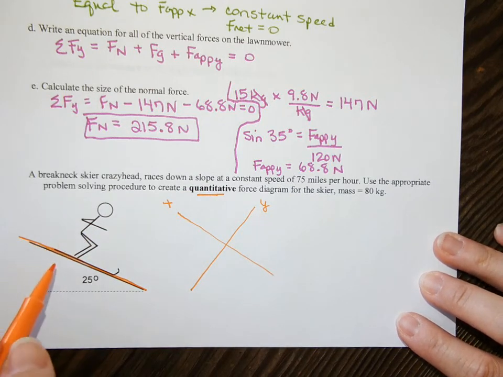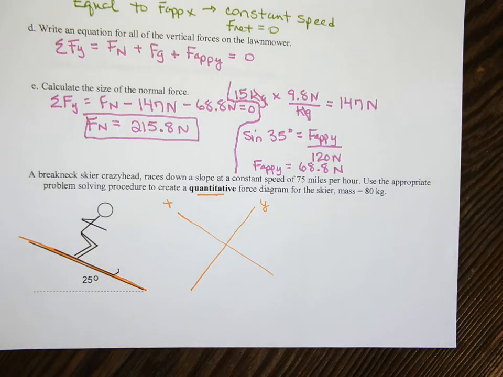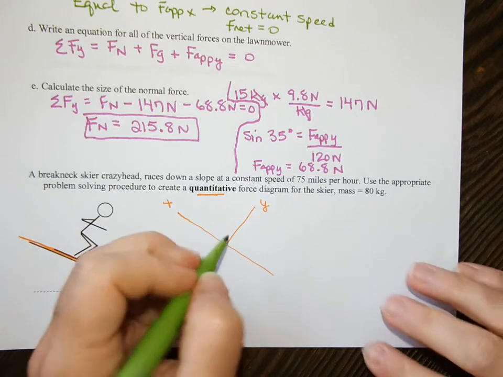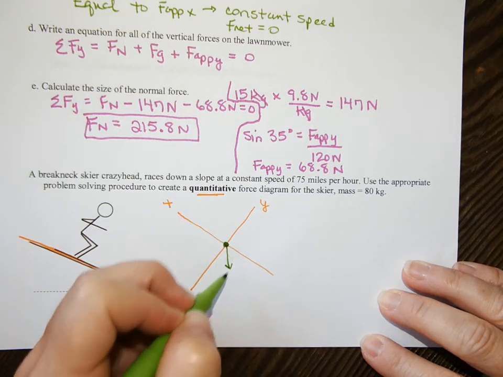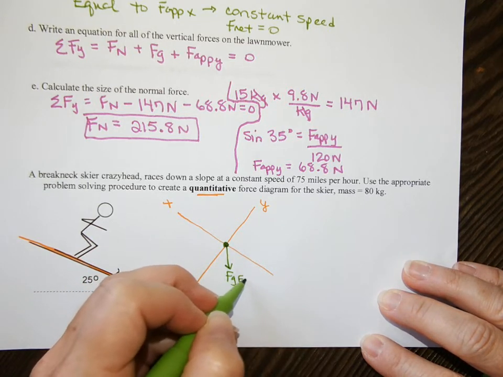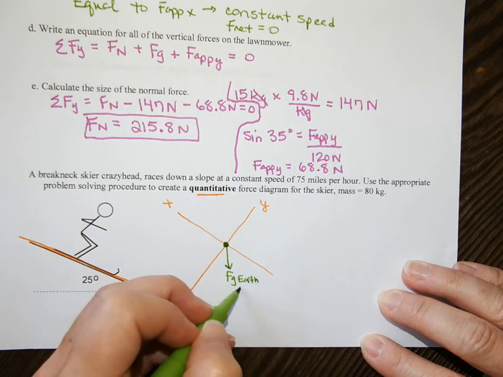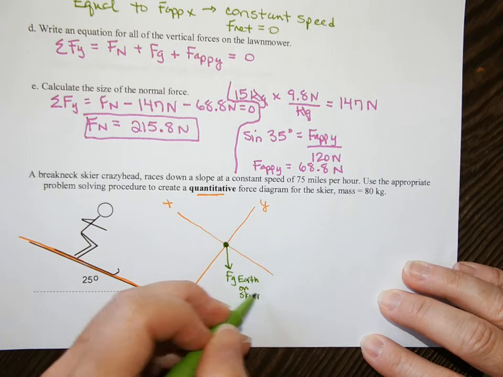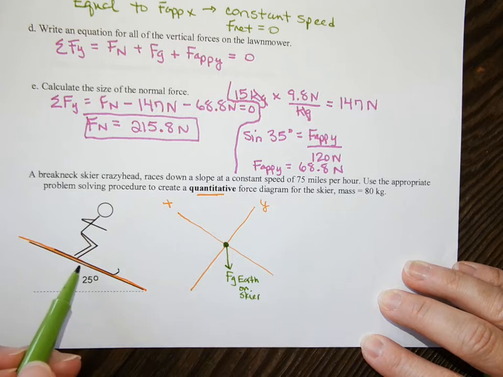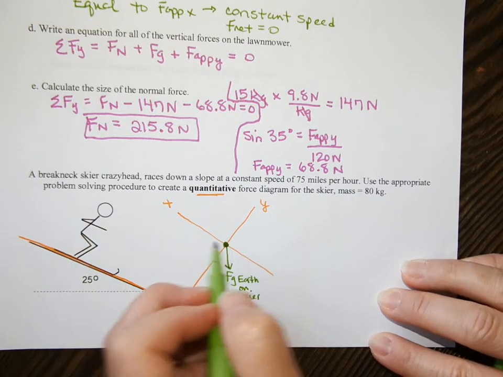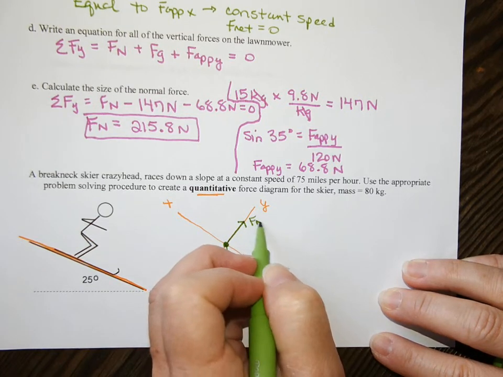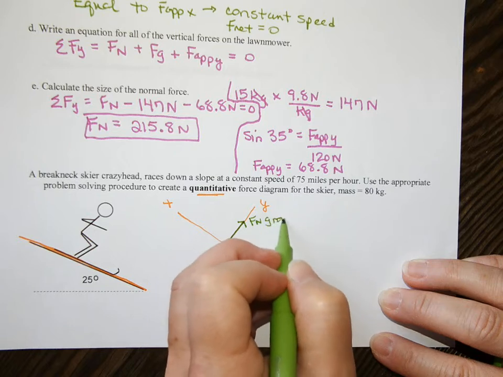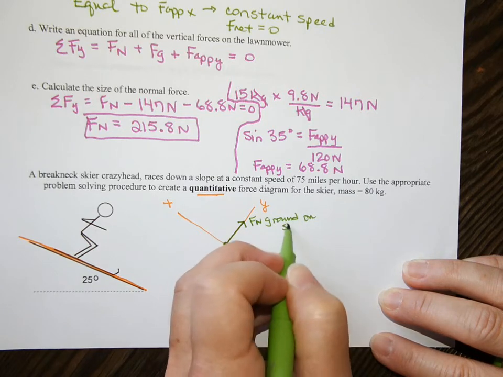So when we think about the forces that are involved here, let me switch colors again. The skier is represented by the dot. The force of gravity pulls the skier straight down towards the center of the earth. The normal force is the force of the slope pushing up on the skier, so it pushes up perpendicular to the surface along the y-axis. We'll call that ground on skier.